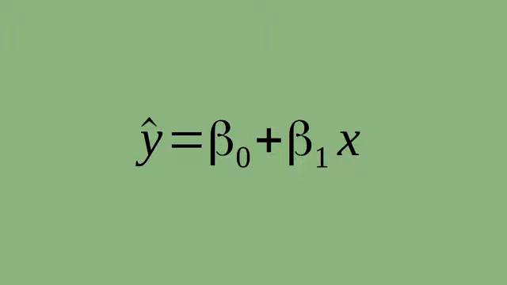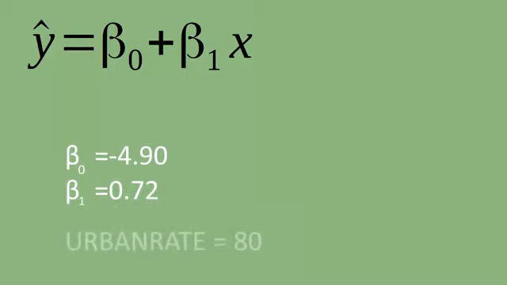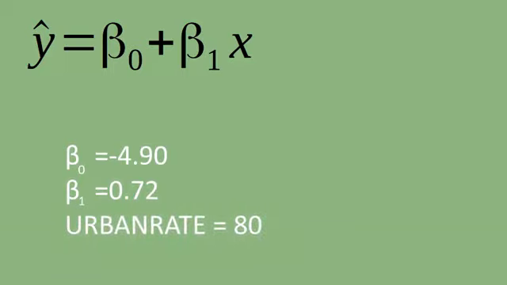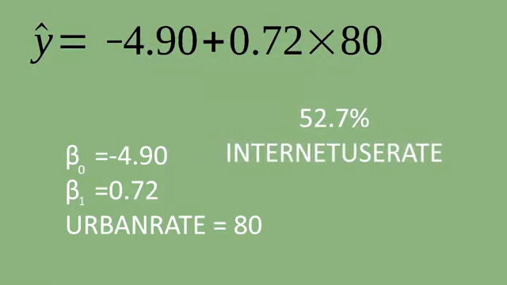For example, let's say we're told that a country has 80% urbanization. Can we predict their level of internet use? Yes. We just plug the value 80 into our equation where we have our x value. As you can see, in a country with 80% urbanization, we would expect 52.7 people out of every 100 to use the internet.